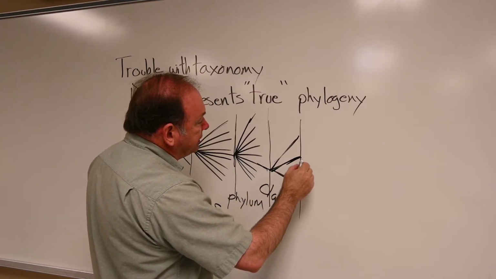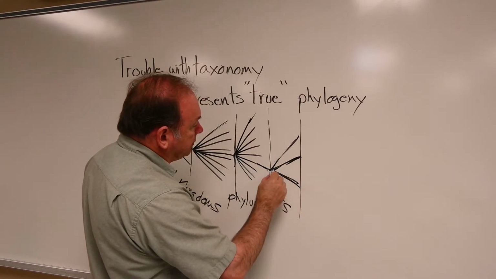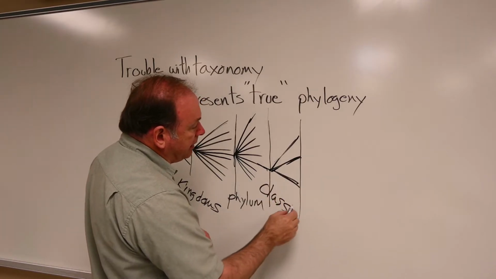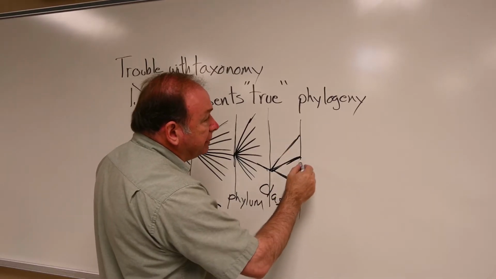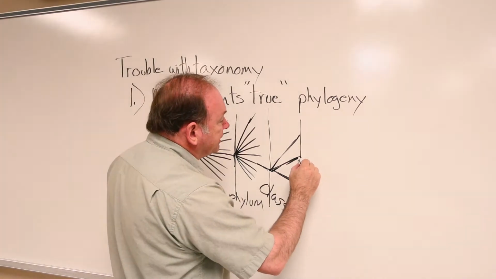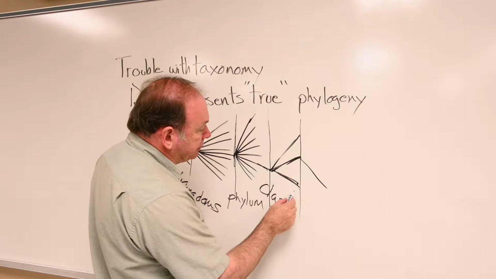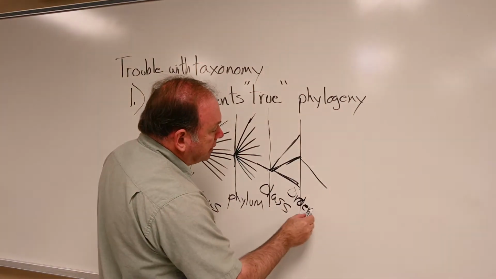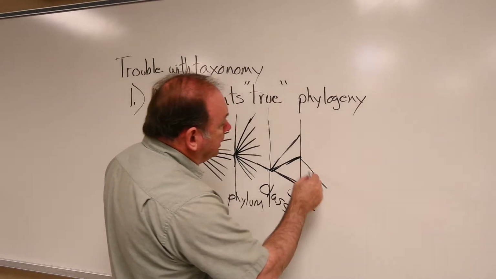From these classes, we have 3 orders from the Amphibia: the frogs, the salamanders, and the caecilians. I like to work with salamanders, so we'll pick on the salamanders. From the salamander group, this is orders. This is the order Caudata, the salamander order.